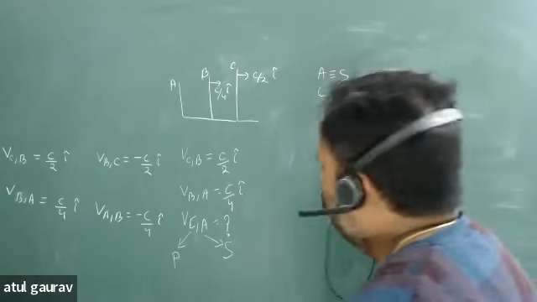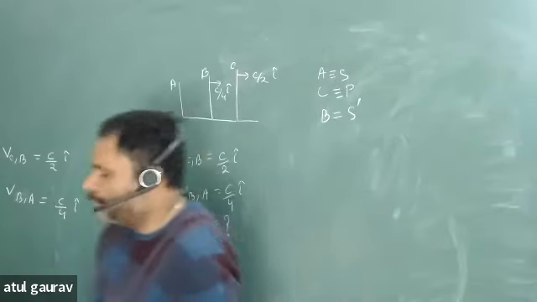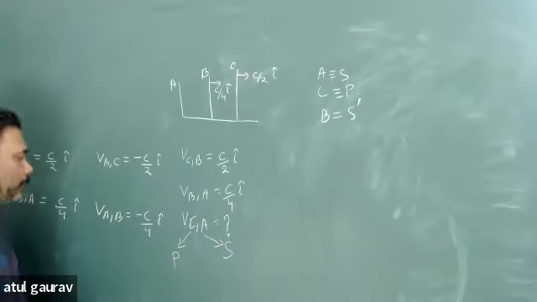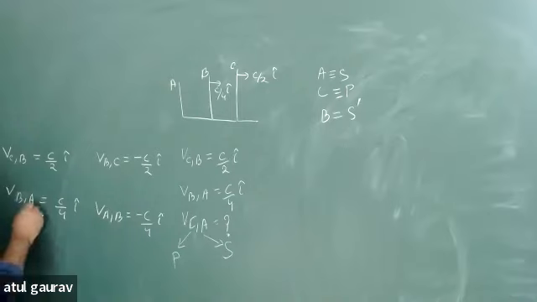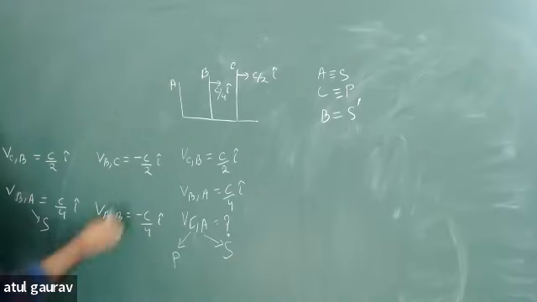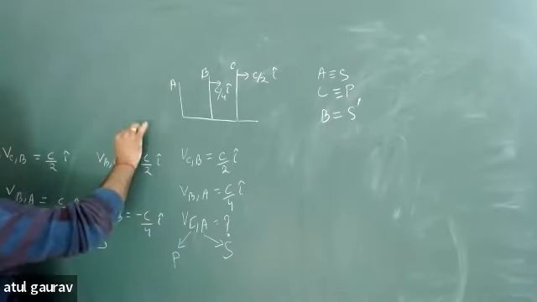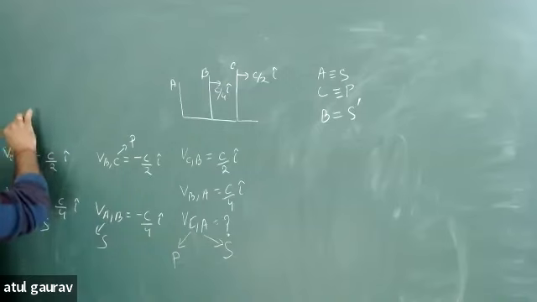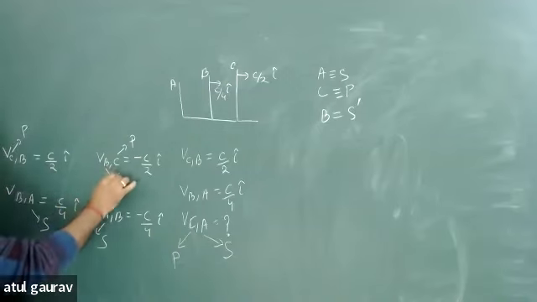Now, first put where is your S frame? What is your S frame? A is your S frame. What is your particle? C is your particle. What is your S dash frame? B is your S dash.